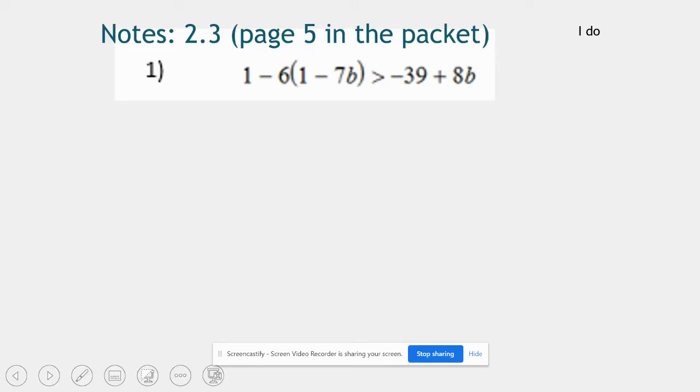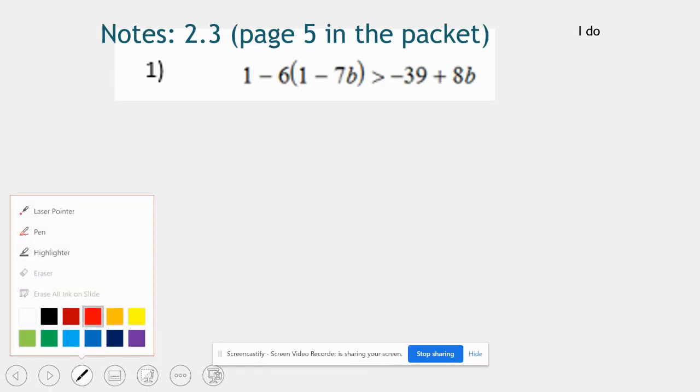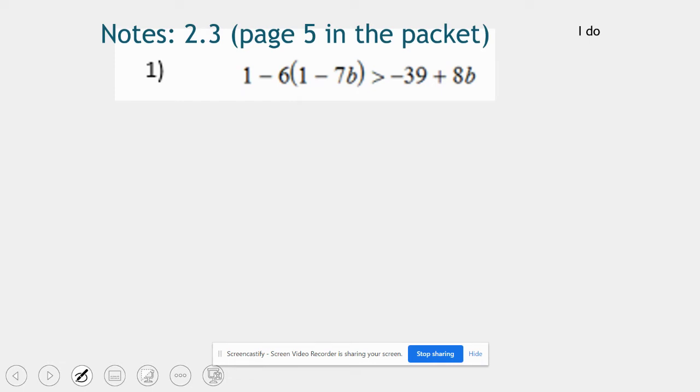These are the notes for inequalities that are a little more complicated, just multi-step. Follow the same rules as you do with equations, only you make sure that at the end, if you multiply or divide by a negative, that you switch the inequality. So I'm going to distribute first here. 1 minus 6 plus 42b greater than negative 39 plus 8b.